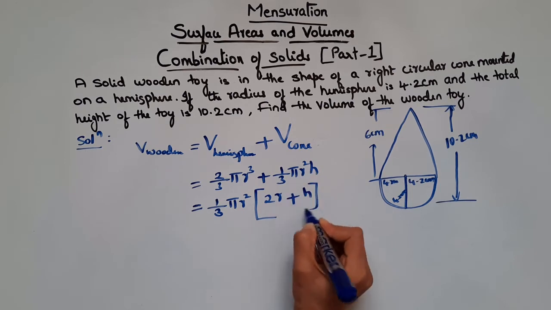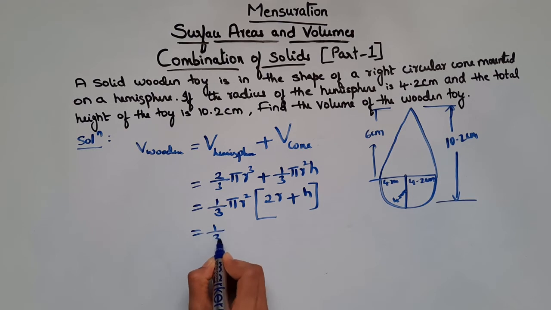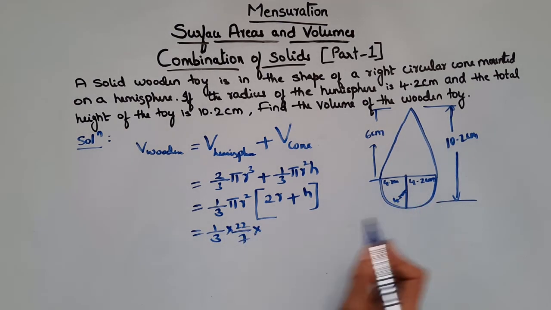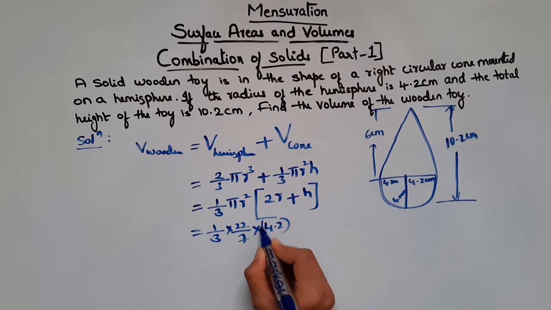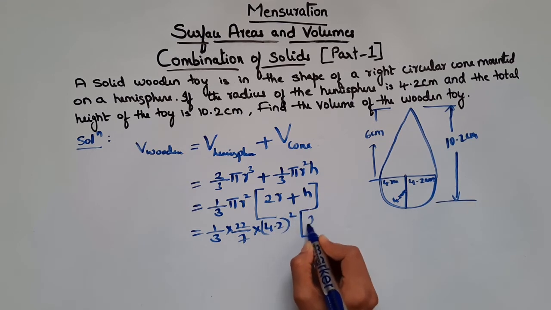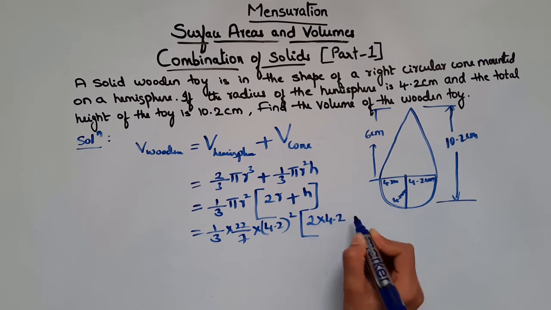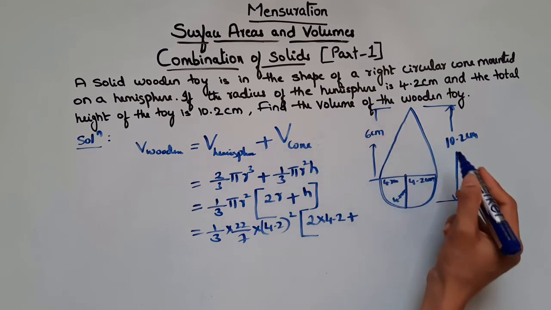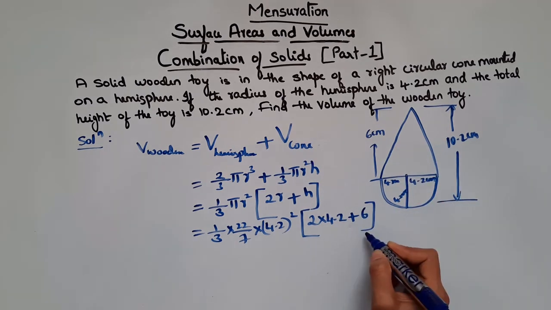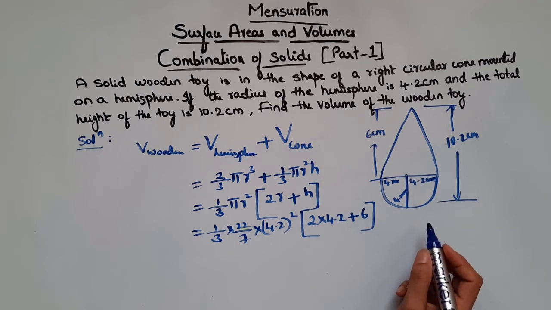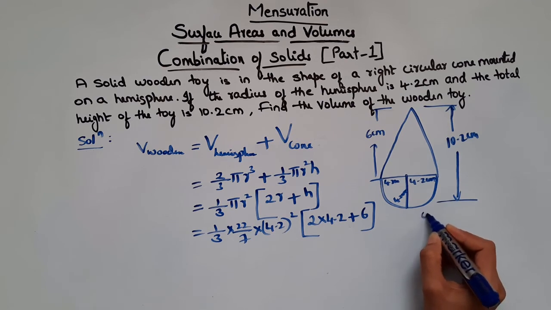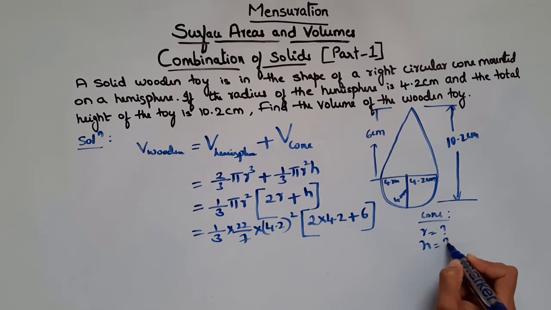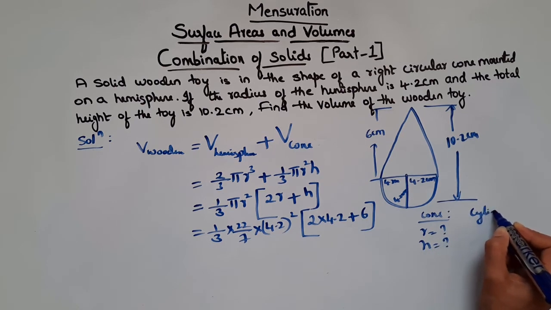Right? Which is equal to 1 by 3, pi here is 22 by 7, r is 4.2 square, into 2 into 4.2 plus, what is h? h is the height of the cone. So the height of the cone is 6 centimeter. So if you get confused while substituting the values, you can write the dimensions separately, like for the cone, what is your r, what is your h, and for the cylinder, what is your r, what is your h, alright?